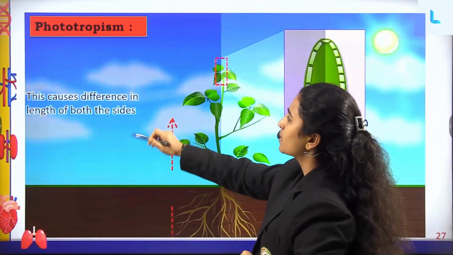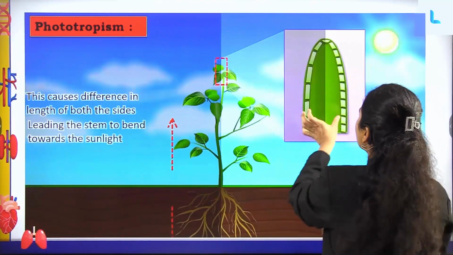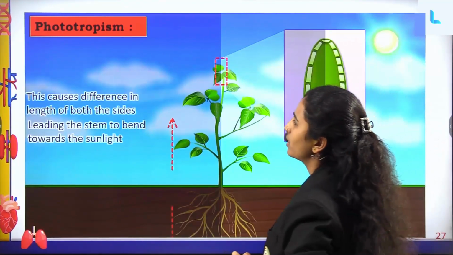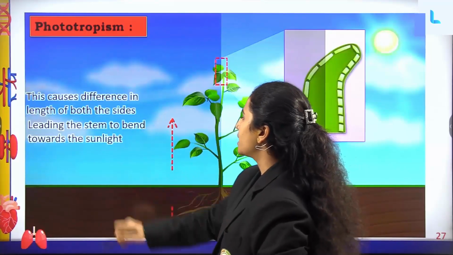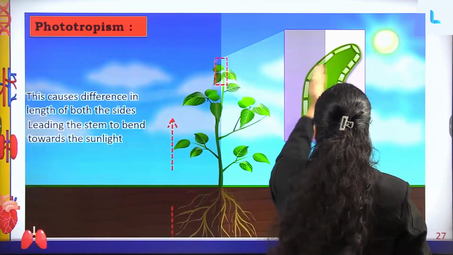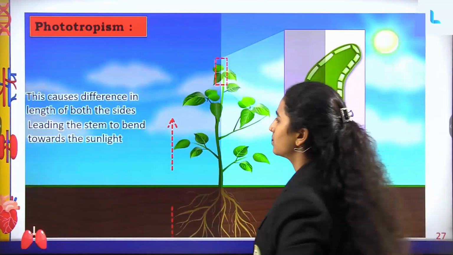This will cause difference between the length of both sides. So this is how the length of both sides of the upper part of the stem is going to differ, leading the stem to bend towards sunlight. So this is how it is going to bend towards the sunlight. So this is phototropism, bending towards sunlight.